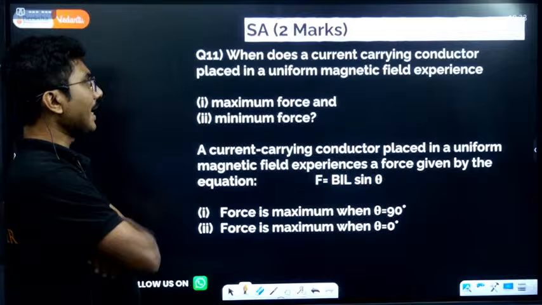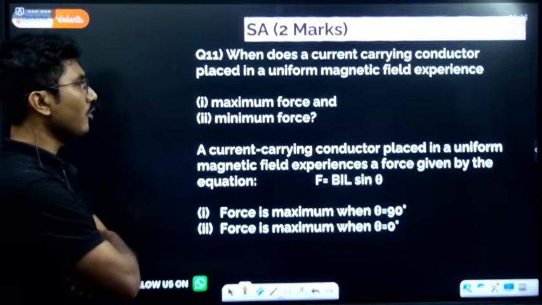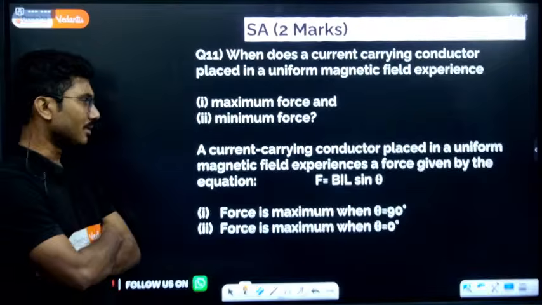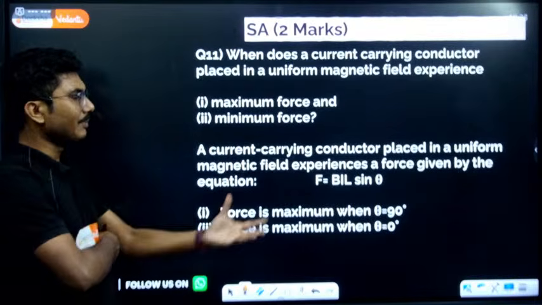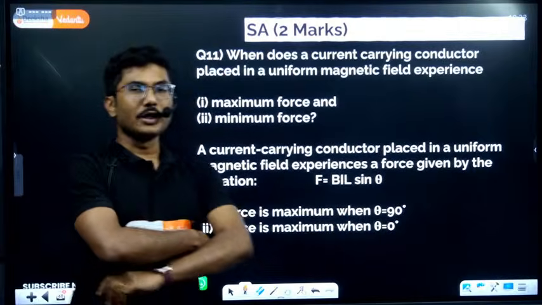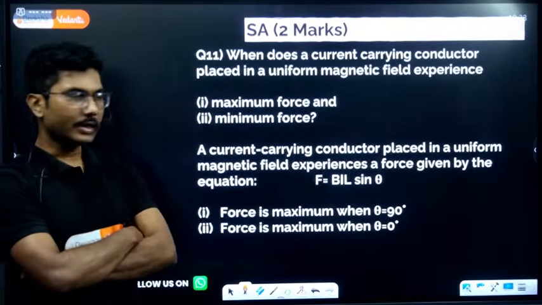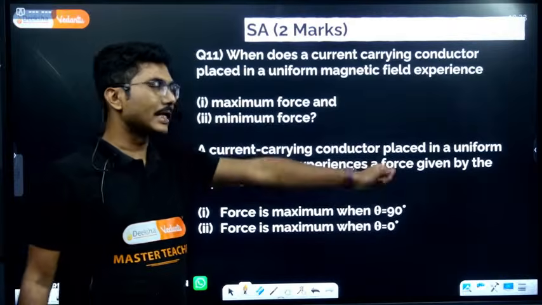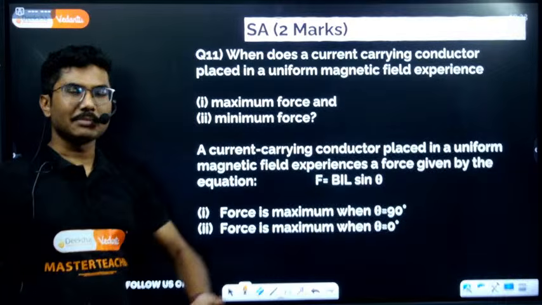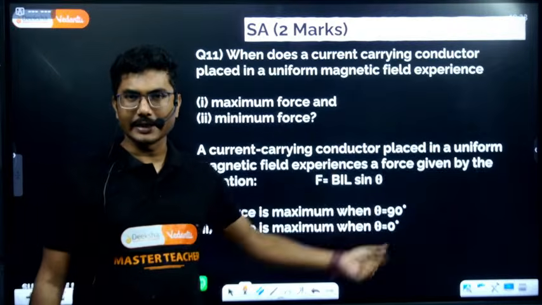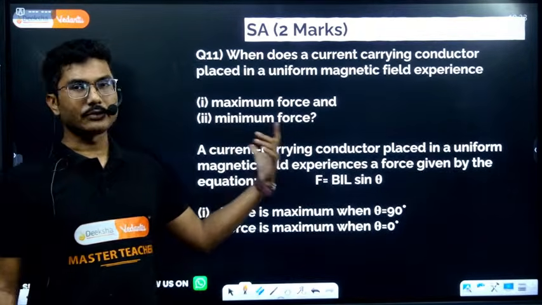When does a current carrying conductor placed in a uniform magnetic field experience maximum force and minimum force? A current carrying conductor placed in a uniform magnetic field experiences a force given by F equals B I L sine theta. So the force will be maximum when sine theta is maximum, that is when theta is 90 degrees. So force is maximum when theta is 90 degrees. Force is minimum when theta equals 0 degrees.